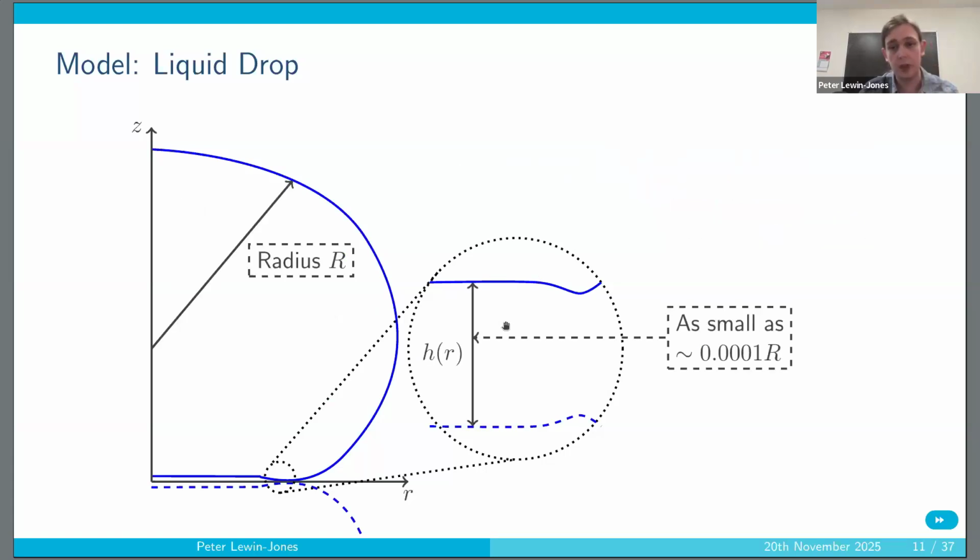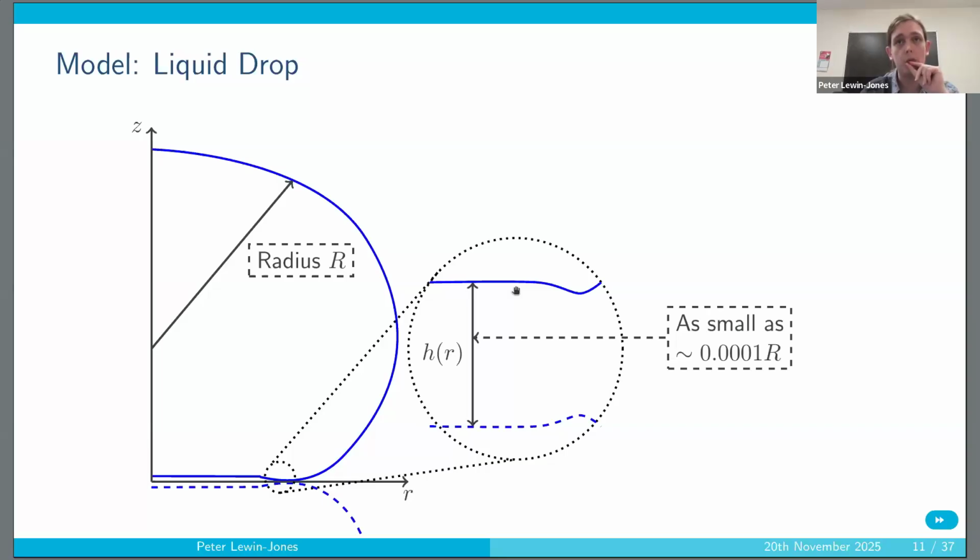So the thing we want to observe is that this gas film is very thin compared with the radial extent of the drop. For standard drop sizes of roughly millimeter size drops or a bit smaller, these gas films can be 1,000, 10,000 times thinner than the size of the drop.